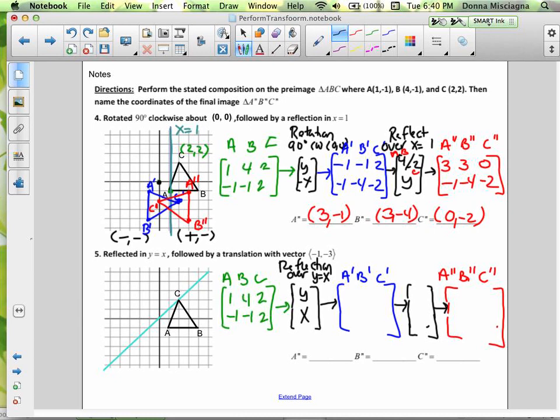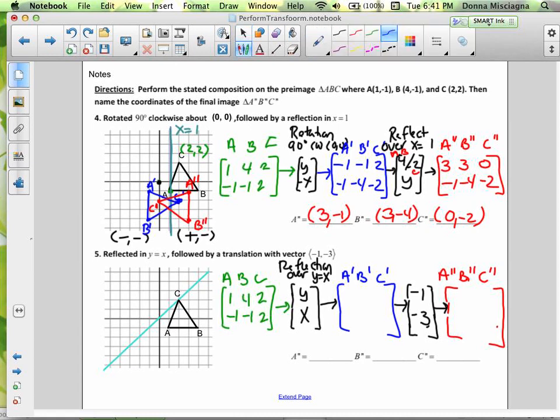Then we're going to translate with vector -1, -3. Right? So that just means we're going to subtract 1 from all the x coordinates and subtract 3 from all the y coordinates. In other words, our figure is going 1 to the left and 3 down. All right, so now we'll get our points.